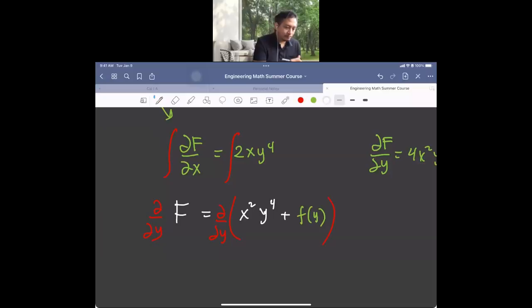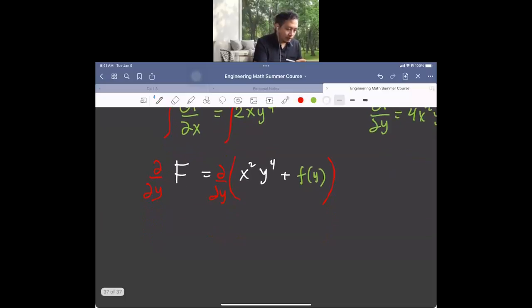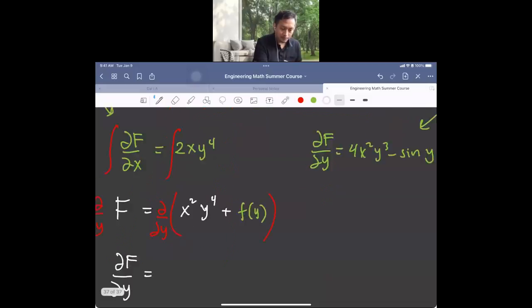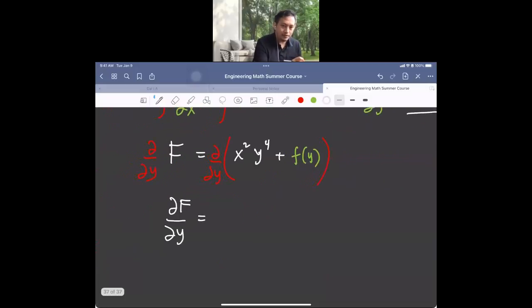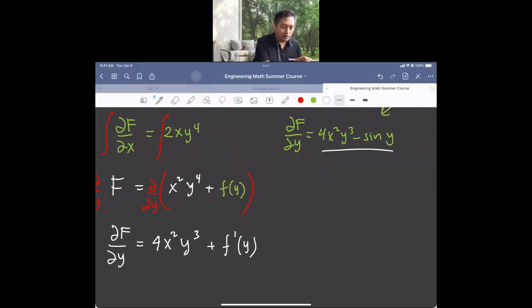We differentiate this with respect to y. Okay. Now ∂f/∂y. We know that ∂f/∂y is this. Okay. Now we have x squared y^4. Then we differentiate y^4 to become 4x squared y cubed plus f prime y.